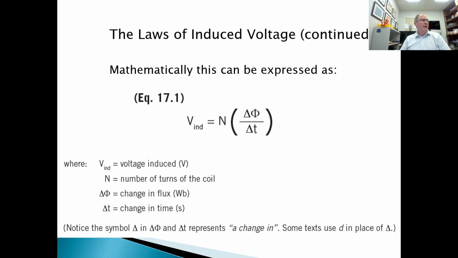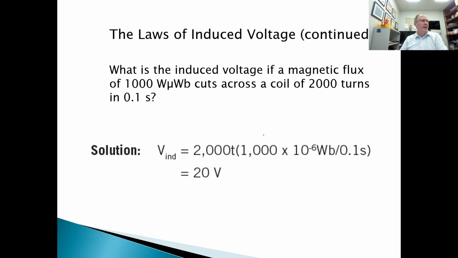Okay. Now, mathematically, this can be calculated where the induced voltage equals the number of turns times the change in the flux divided by the change in time. So this delta is always referred to as the change. All right. So if we ask this question, what is the induced voltage if a magnetic flux of 1,000 microwebers cuts across a coil of 2,000 turns in 0.1 seconds?